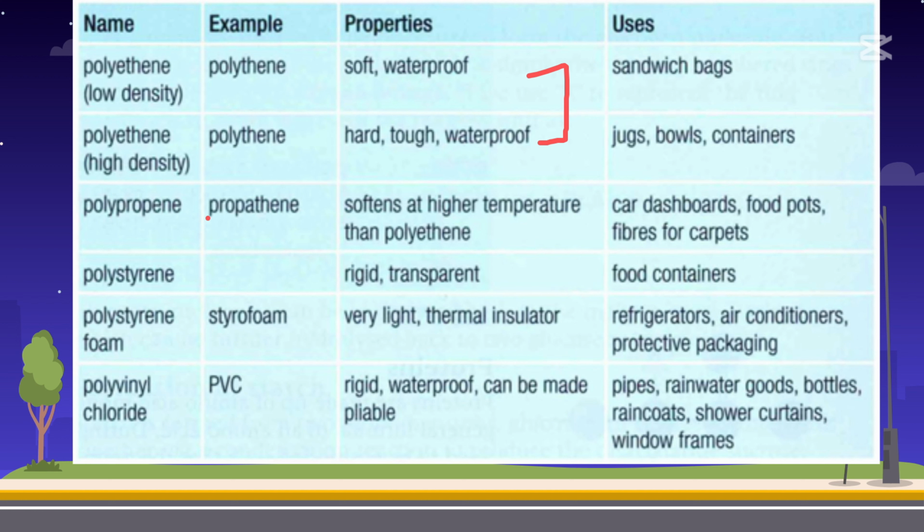Now polypropene, an example is propylene. It softens at higher temperatures than polyethylene. So for example, the car dashboards, food pots, fibers for carpets, those are all polypropene.